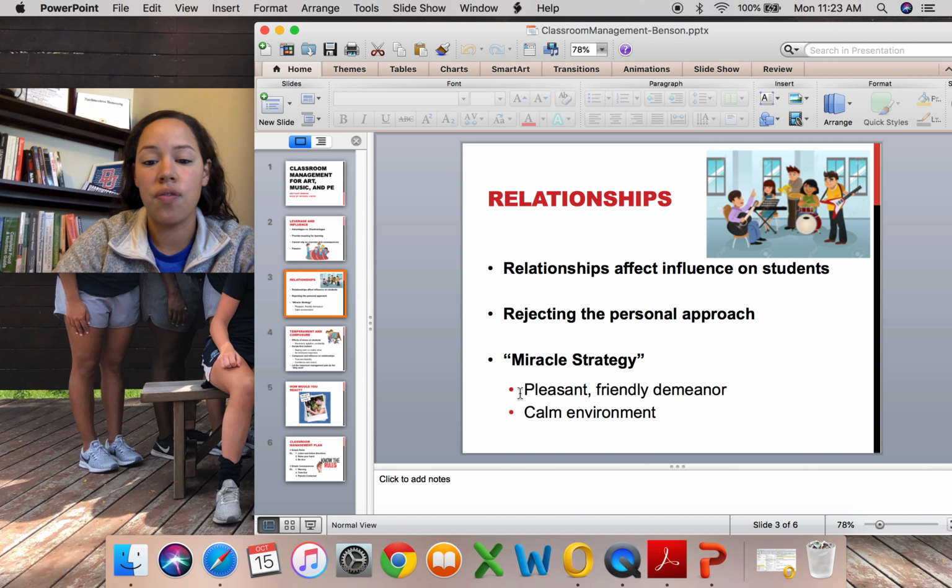And we really have to focus on just being constant with that approach. And in turn, students will like you. And when students like their teachers, they tend to listen more.